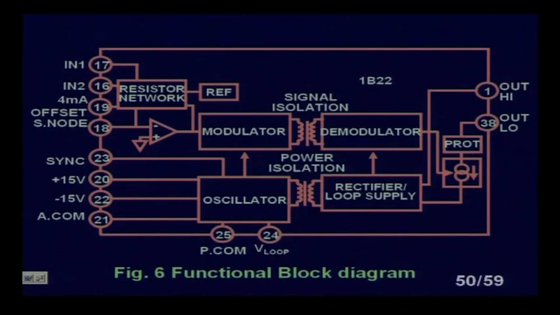This is the resistor network. You see these are our basic block diagrams of these isolations. You see the power isolation, there is a signal isolation. All these isolations are there in this particular chip, and we have oscillators here. This is our entire chip, the 1B22. This is input 1 and input 2, which is coming. A 4 milliampere is to be this one.